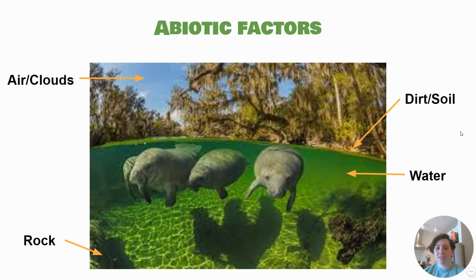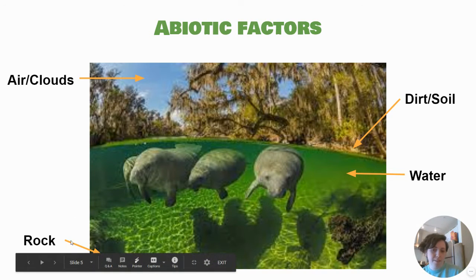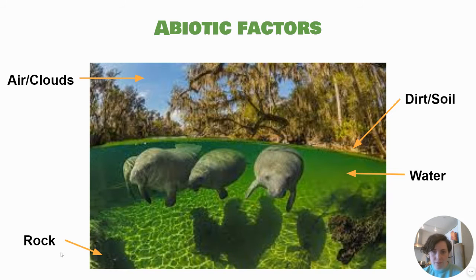Some abiotic factors, the air, the clouds in the sky, those are non-living parts of the environment. The dirt and soil that make up the ground, as well as the nutrients that can be found in them, would be abiotic factors. The water is a huge part of this environment. And then I think this is what this is down here. I think this little guy is a rock. Rocks are going to be a non-living part of your environment too.